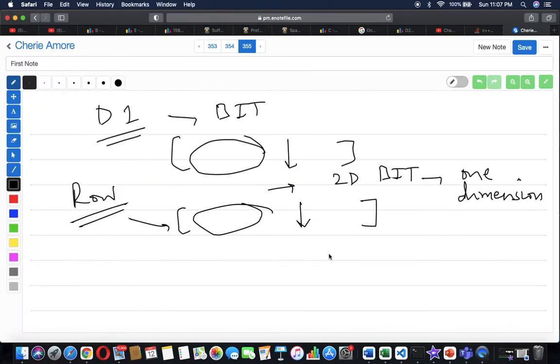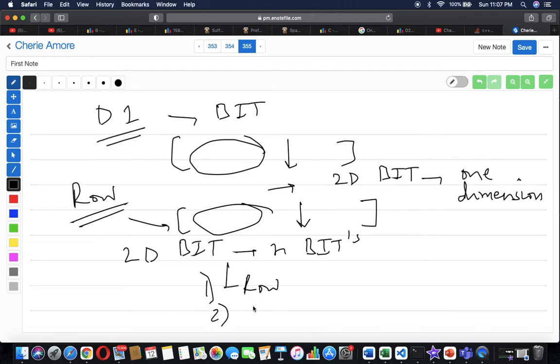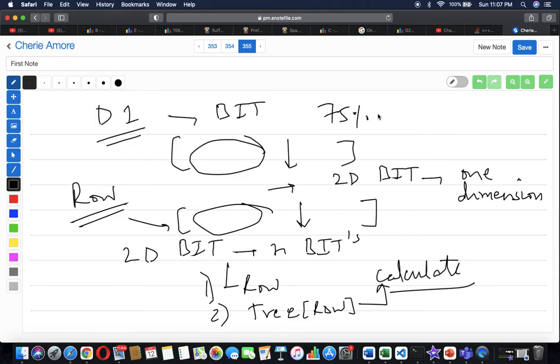So what I mean to say is that if you have a 2D BIT, which is nothing but n binary trees, then first find the row. First step, find the row, and in that particular row, if tree[row] represents the binary tree of that row, calculate the answer and update the answer, right? Again, that's why I was saying that D2 is heavily dependent on D1, because it's essentially 75% the same problem. What we have done is add a couple of steps.